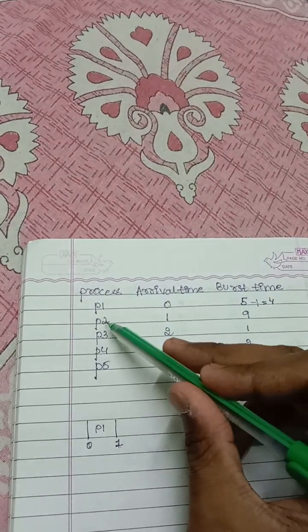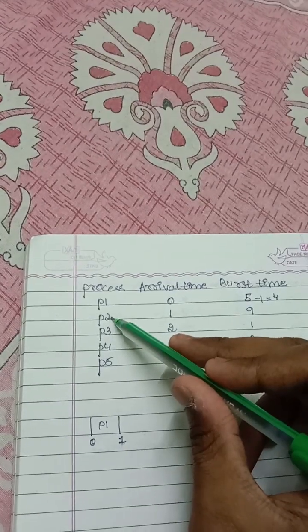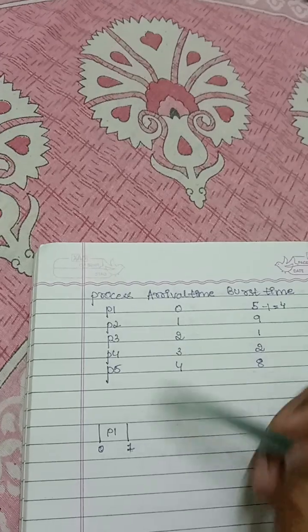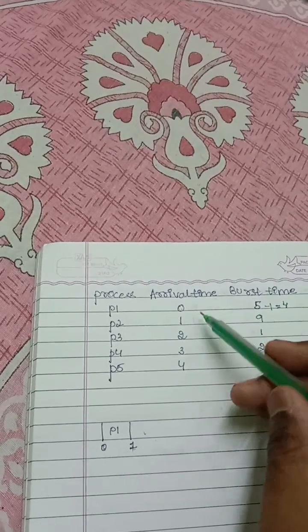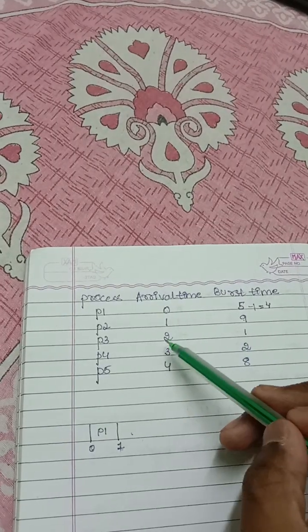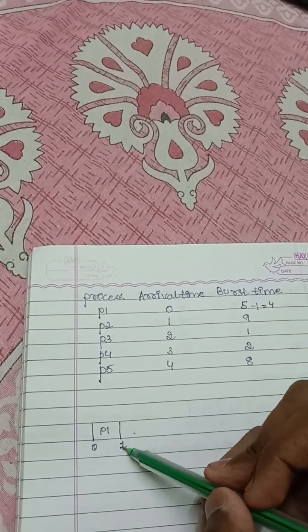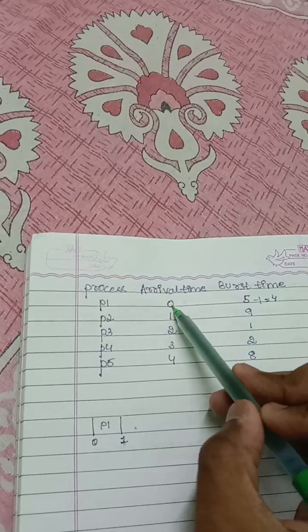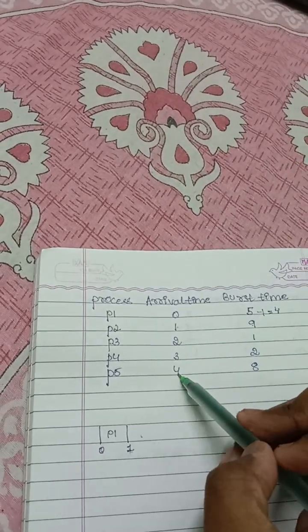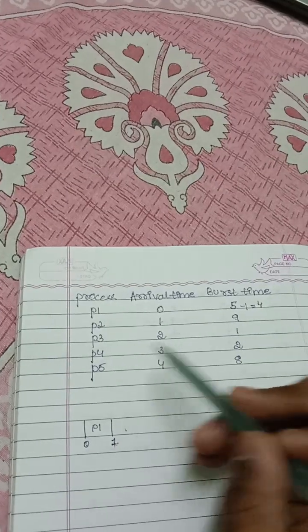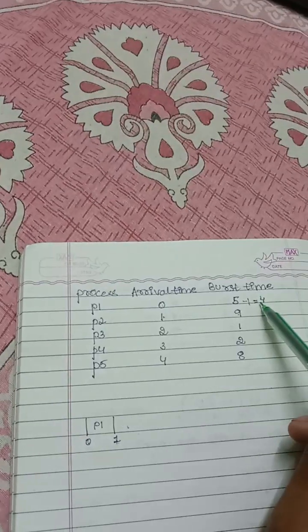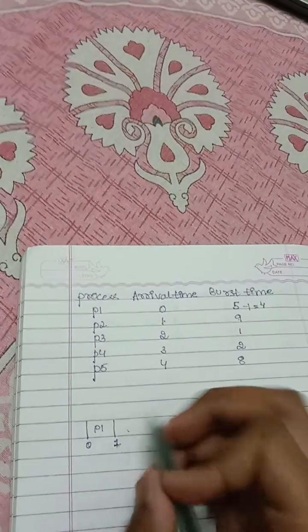Similarly, the P2 process also entered the CPU. Before entering it into the Gantt chart, first we identify the shortest job among P1 and P2. Why? Because at 1 millisecond only two processes have entered the CPU. P3, P4 and P5 have not entered yet. Among P1 and P2, P1 has the shortest time, that is 4 milliseconds.